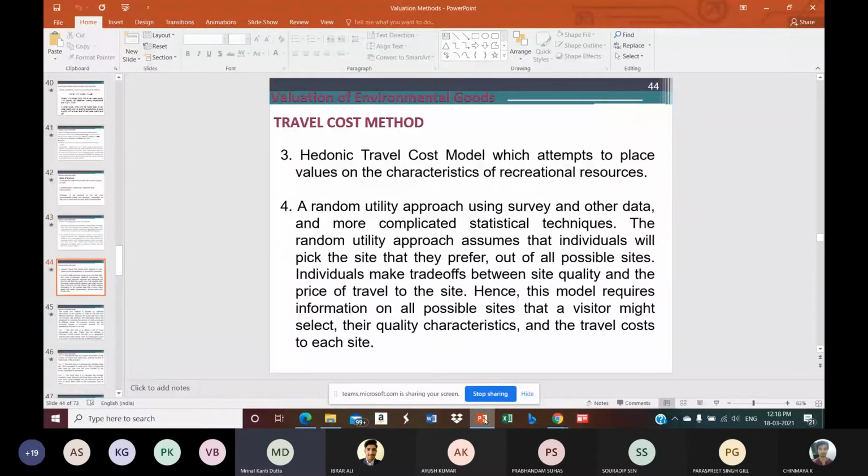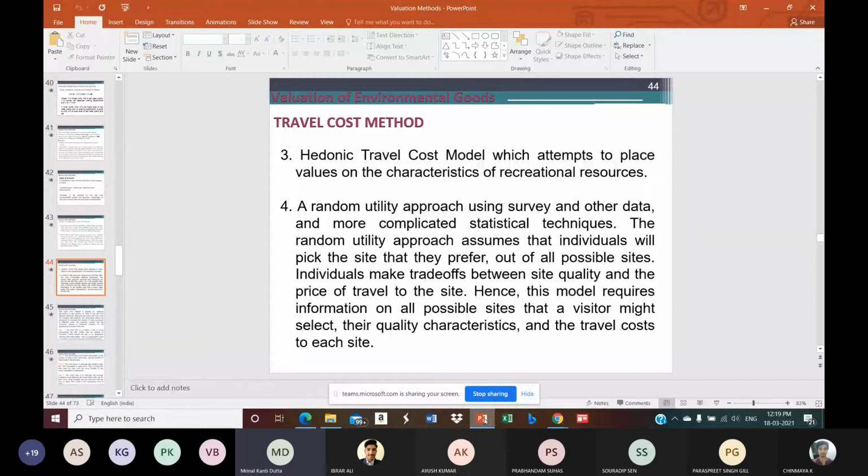Another two approaches are there, alternative approaches. One is the hedonic travel cost model, in which case effort is made to place values on the characteristics of recreational resources. So in different sites, there will be a lot of different recreational resources. Instead of talking about the value in terms of the totality of the resources, individual attributes or characteristics of the resources will be evaluated, and their values may be estimated, and accordingly, the total valuation of the recreational site can be estimated. Another approach is to go for the random utility approach, where survey and other data will be used.